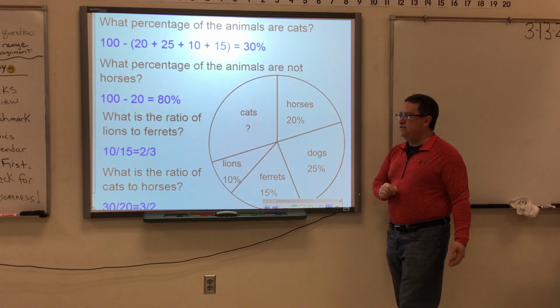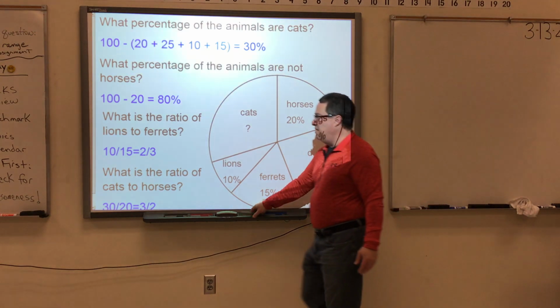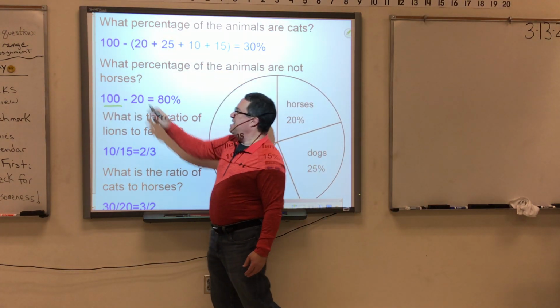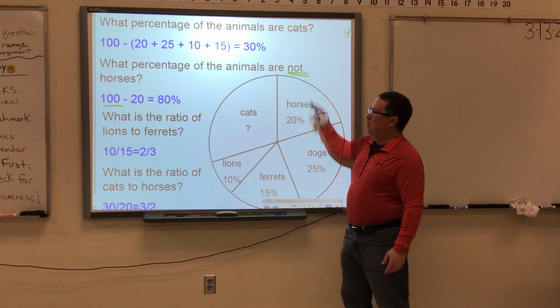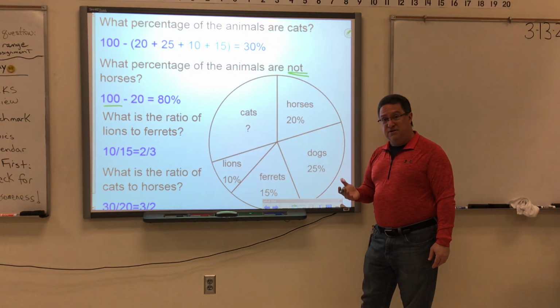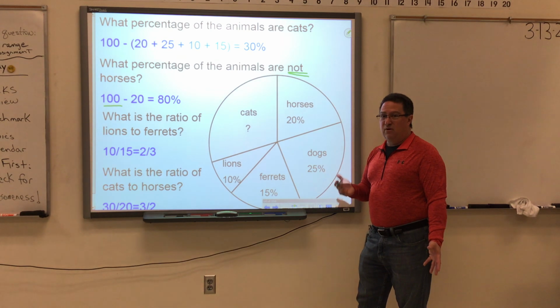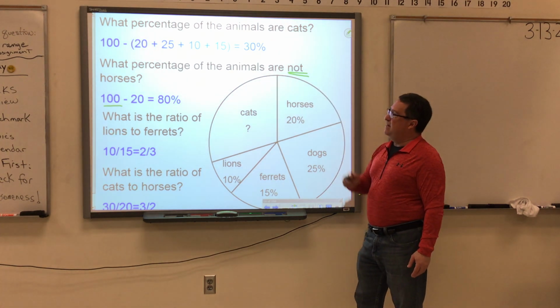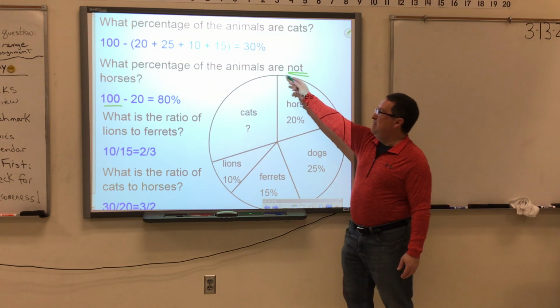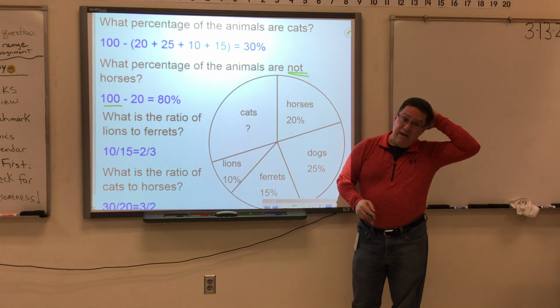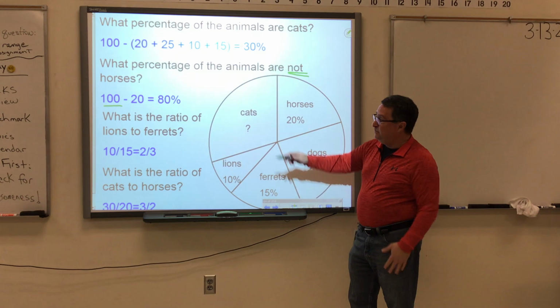What percent of the animals are not horses? Well, if horses are 20%, then 100 minus that 20 would give you the percent that are not horses. Once again, I want to remind you, underline the important words. If we underline the important words, we're not going to mess up the fact that somebody might be asking you about things that are not instead of things that are.